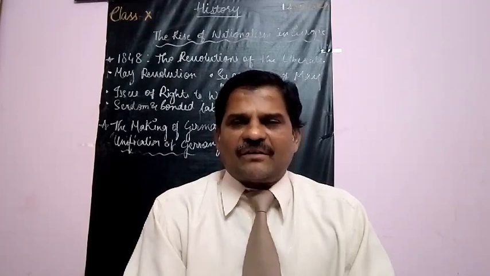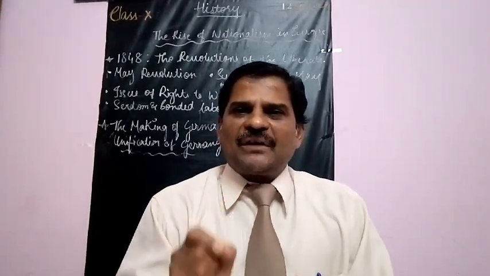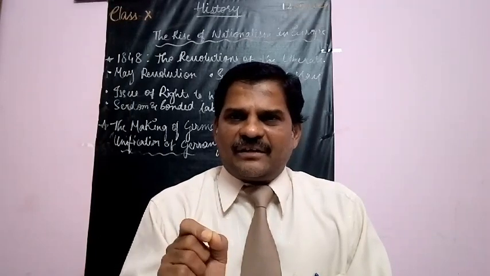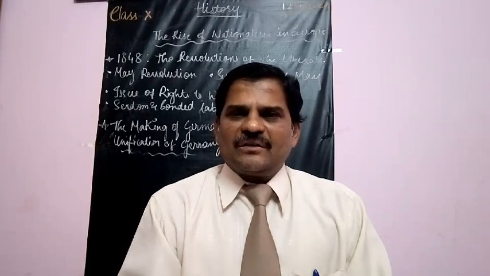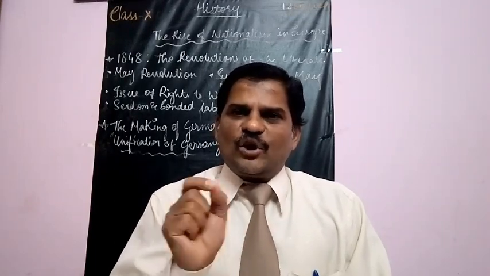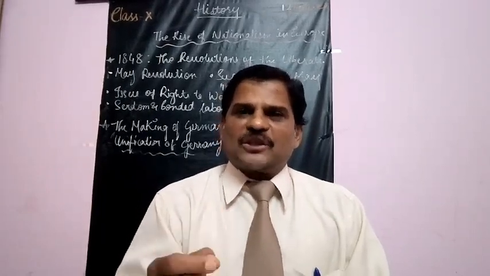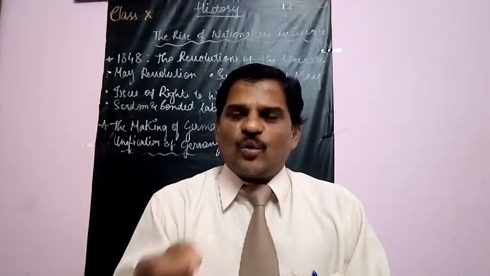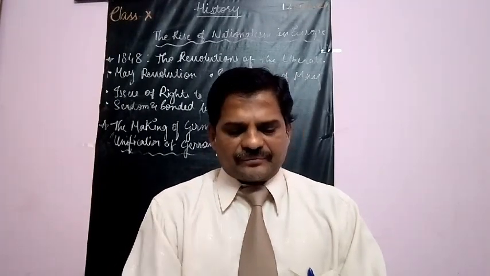William I, or Kaiser William I, King of Prussia. So now I am asking, who became the Emperor of United Germany? William I, the King of Prussia. Who unified Germany? The country Prussia. But who took the initiative? Bismarck, Otto von Bismarck. Who was Otto von Bismarck? The Prime Minister, the Chief Minister of Prussia.